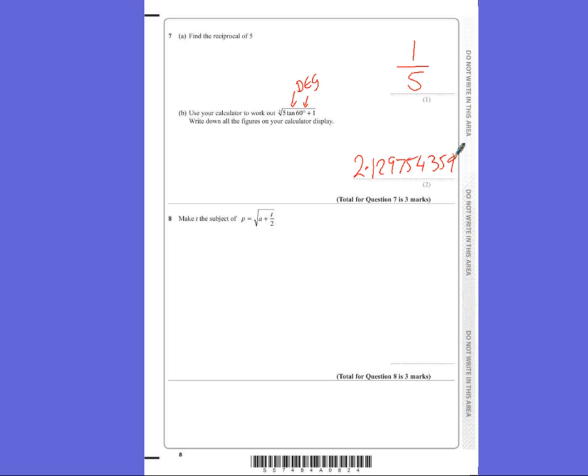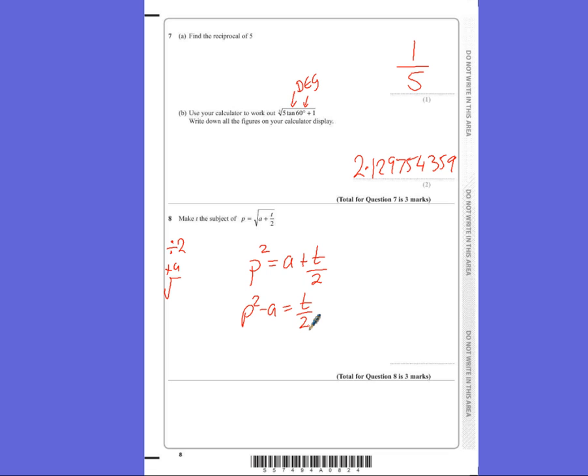Question 8, it says make t the subject of p equals root a plus t over 2. So if we look at t, the first thing it's doing is being divided by 2, so I'm going to note down what's happening. Then we're adding a to it, and then we're square rooting it. So to undo this, we're going to start with p, and we're going to undo all that in reverse order. So the opposite of square rooting is squaring. So I'm going to square both sides, and I get left with that. I'm then going to take a off both sides, and I get left with that.